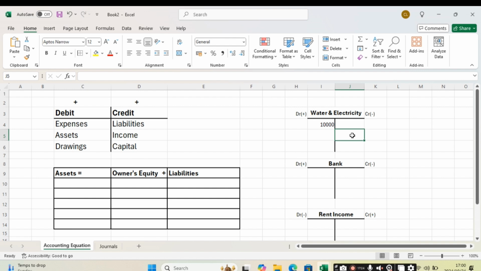So now this is when we pay that water and electricity. So our debit side, the water and electricity account, will be increasing. So where is this 10,000 going to come from? From our bank account. So will our bank account increase by 10,000 or decrease by 10,000? It will decrease by 10,000. So our bank account decreases by 10,000 because we're paying the water and electricity account. I hope this makes sense.